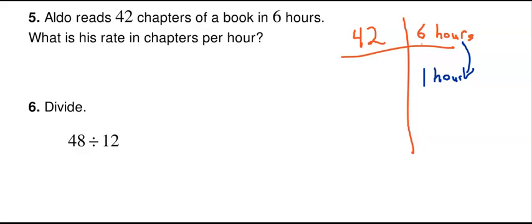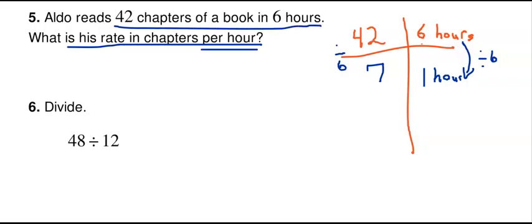All right, number 5. Aldo reads 42 chapters of a book in 6 hours. What is his rate in chapters per hour? So we need to get down to 1 hour. Well, to do that, we have 6 hours. We're going to divide by 6 to get down to 1. And whatever we do to one side, we do it to the other side. So 42 divided by 6 is 7. So basically, out of the 42 chapters in 6 hours, they're going to read 7 chapters per hour.